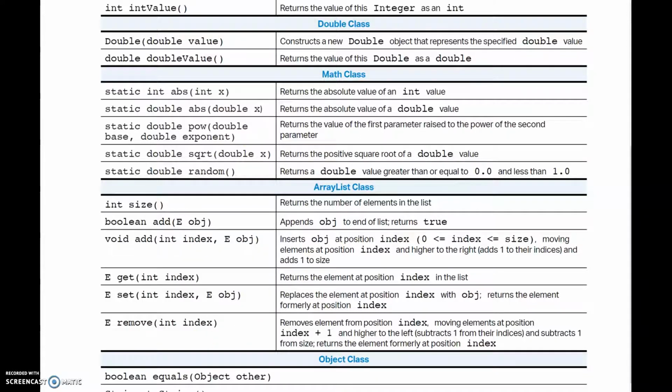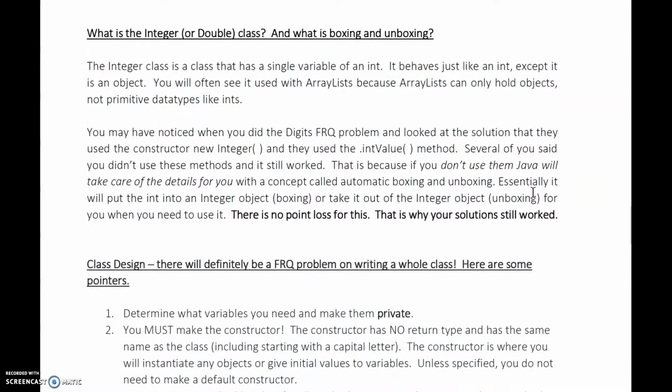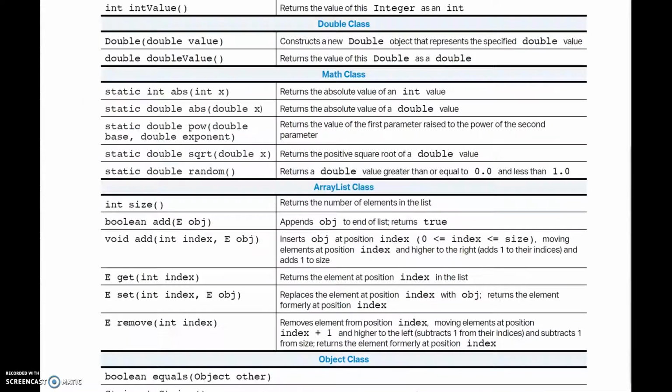Okay, so if we continue on with the list that I had, the next thing that I wanted to talk about is the Integer or Double class. And this class came up in the second free response question. I had you try the digits question. And in this question, many of you said that when you looked at the solutions, they used the Integer class and they used intValue and new Integer. And some of you said that you didn't know that you could use those. Some of you said that your answer worked even though you didn't use them. And I think there was some confusion as to why it worked and how you were supposed to know that you could use them. So let me first show you what is on this quick reference.